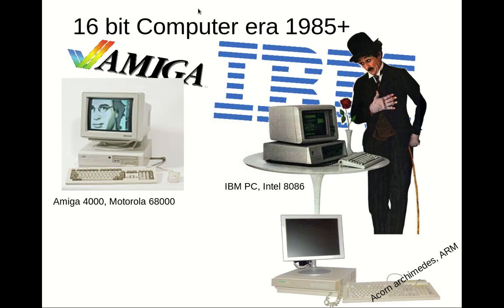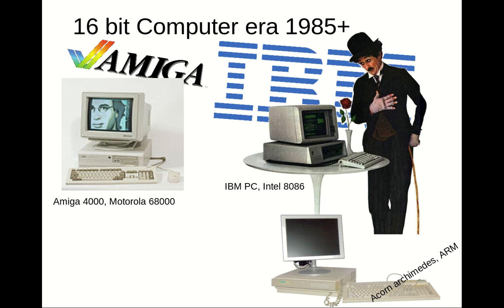And to finish up the story of this early microcomputer era, we come to the second half of the 1980s, where these 8-bit microcomputers were already replaced by 16-bit computers. So here you see some examples of that. So the Commodore came up with the Amiga that had the Motorola 68000 16-bit microprocessor.